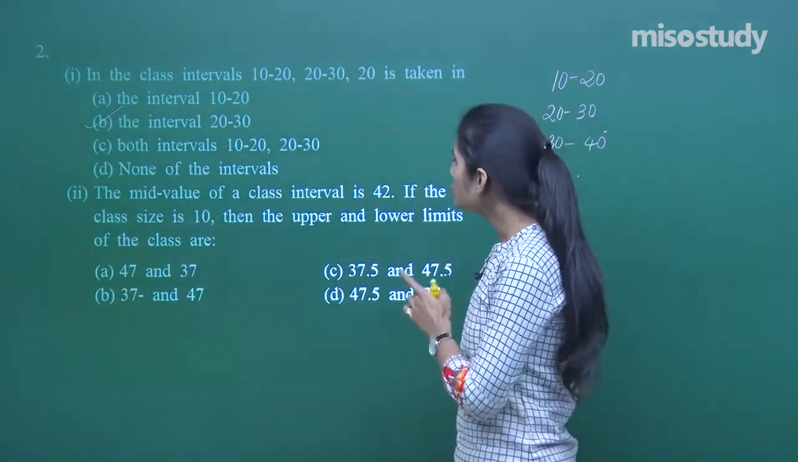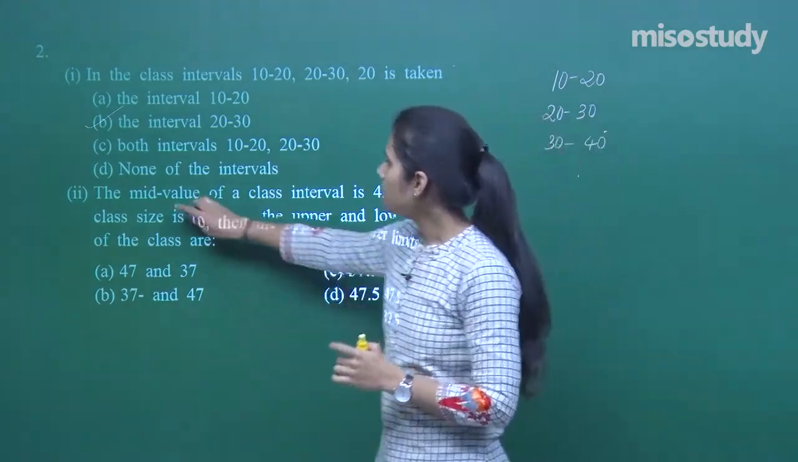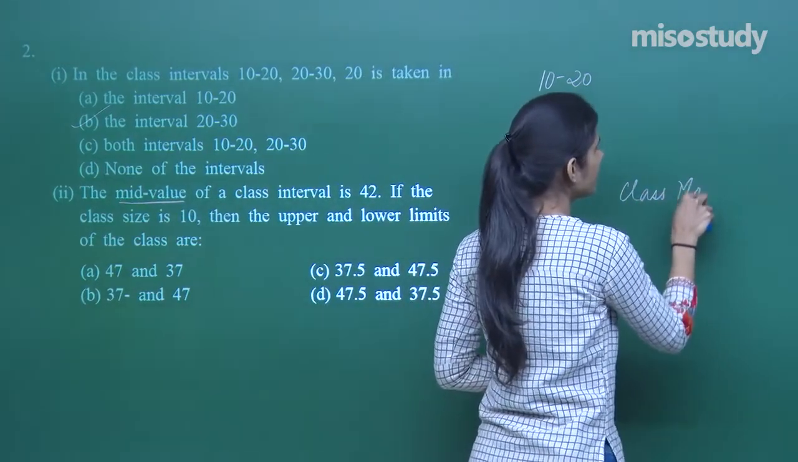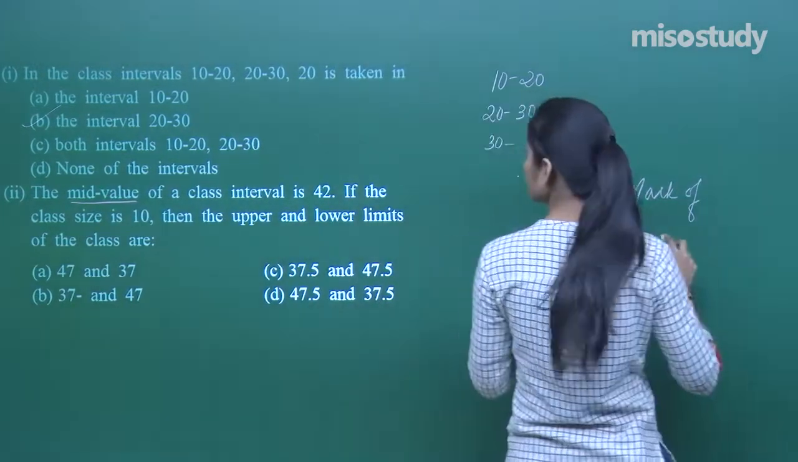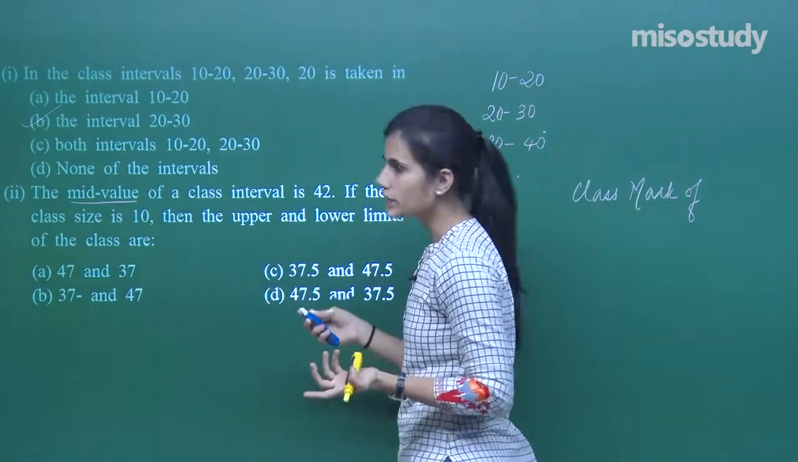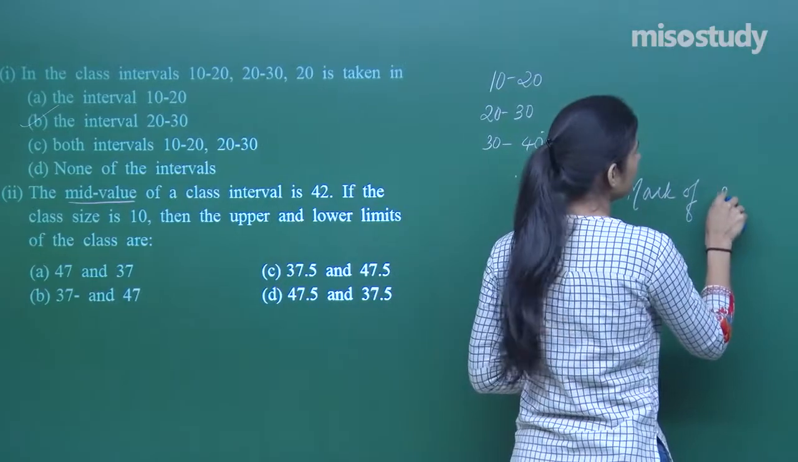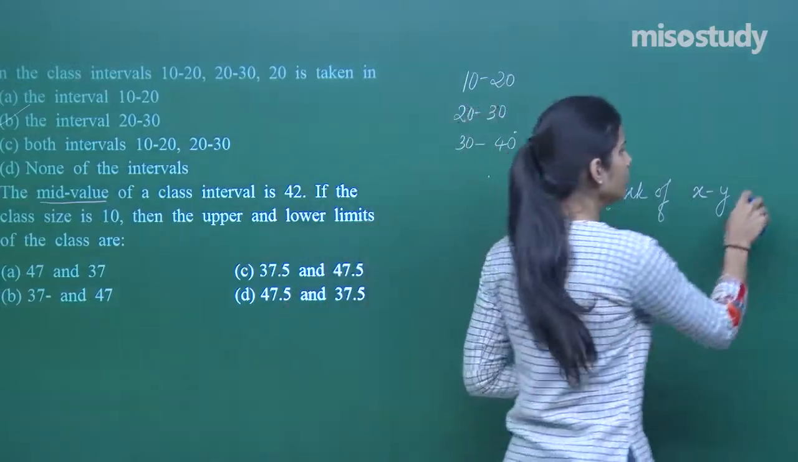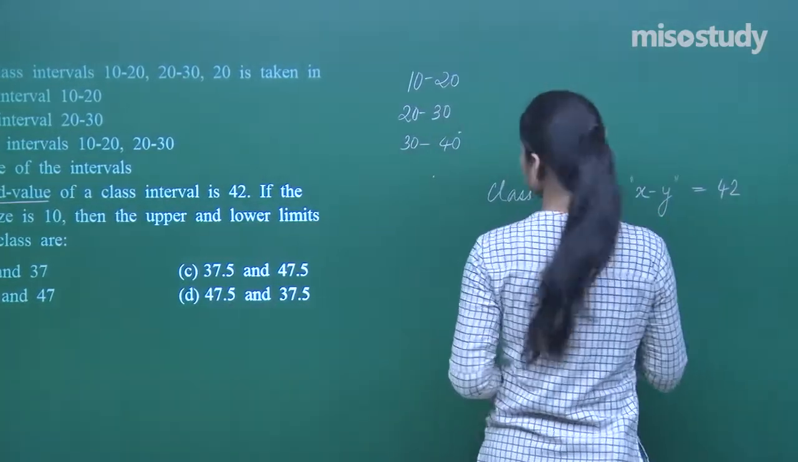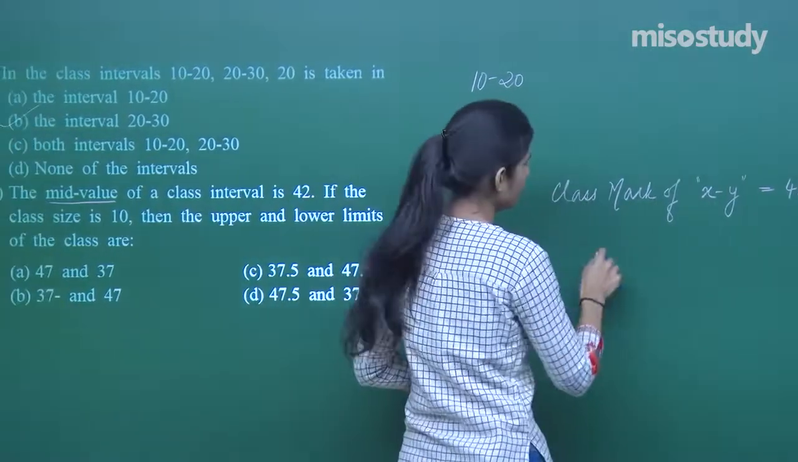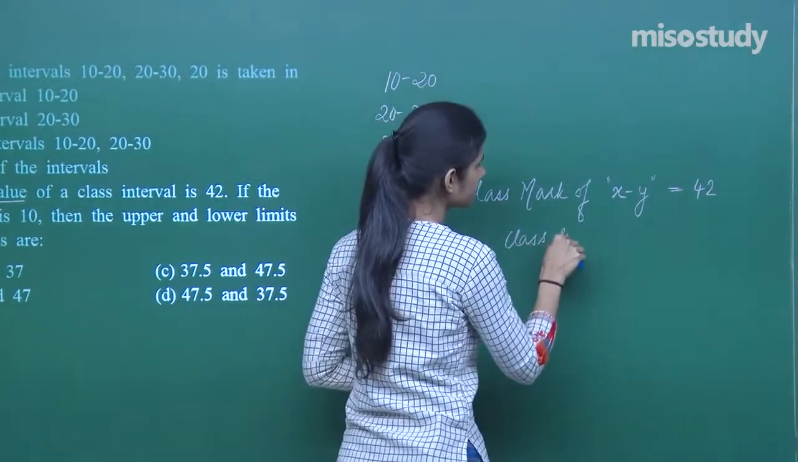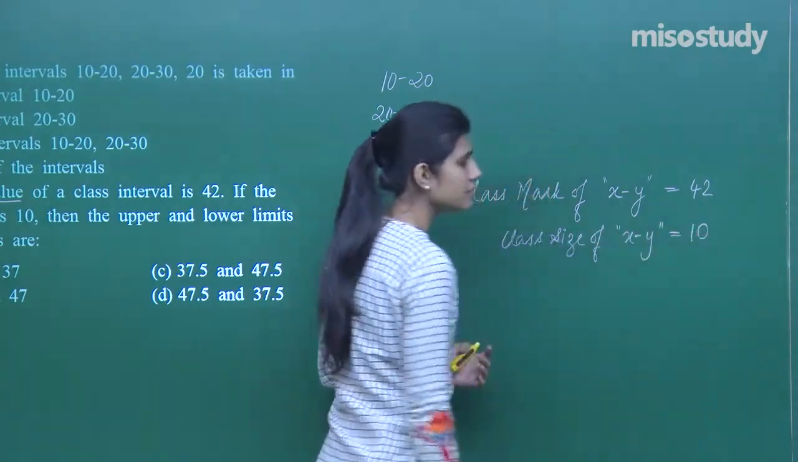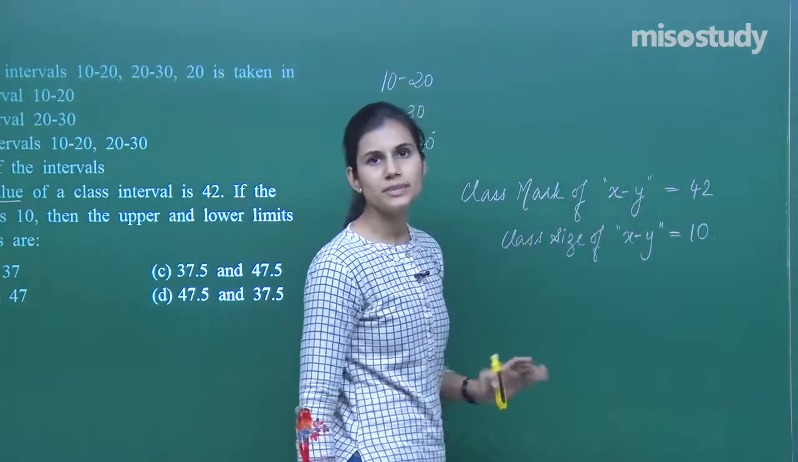Next, you have that the mid value of a class interval is 42. What do you mean by mid value? Mid value means class mark. Okay, so the class interval is not given to you. The mid value of this class interval, suppose x to y, that is, the class mark of the x to y class interval is given to you as 42. If the class size of the x to y class interval is 10, then find out the value of the upper limit and lower limit, that is x and y.